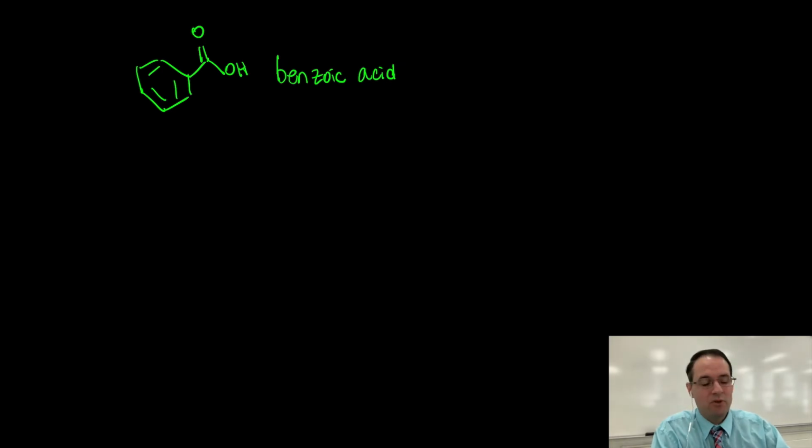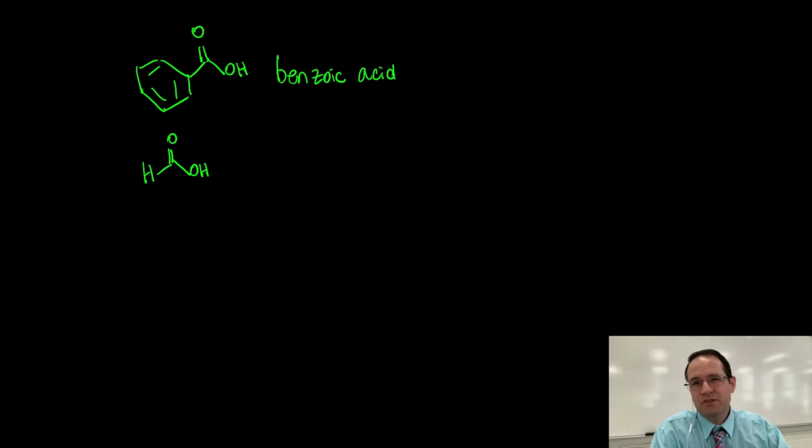Let's get into some nomenclature. So once again, if you have a ring, we have memorized that this guy here is called benzoic acid. And that name needs to be memorized. There's no way to IUPAC designate that, okay? We have some other common acids, which are formic acid.